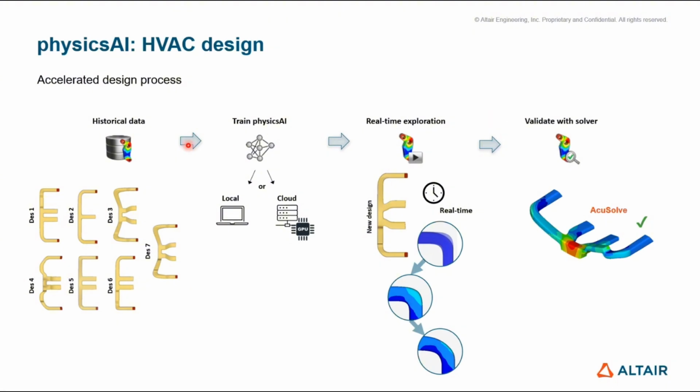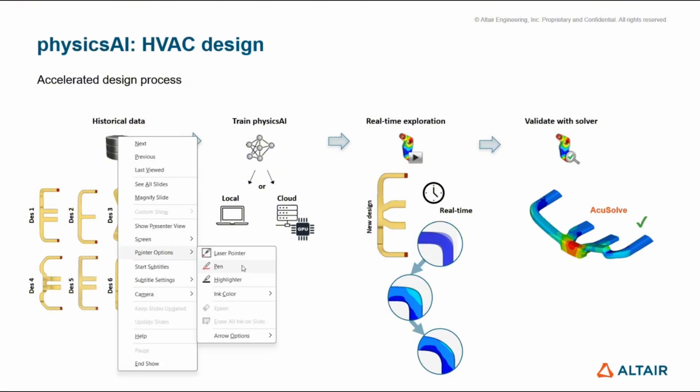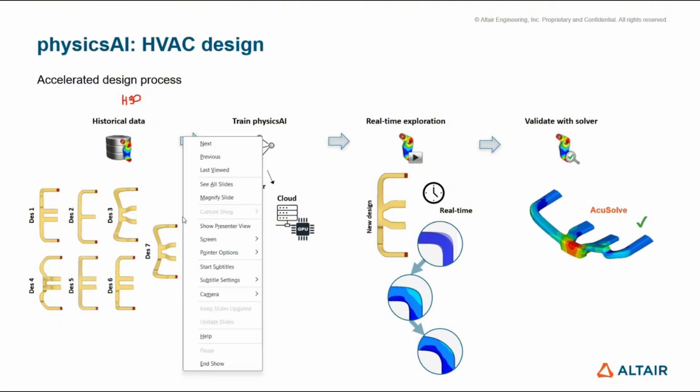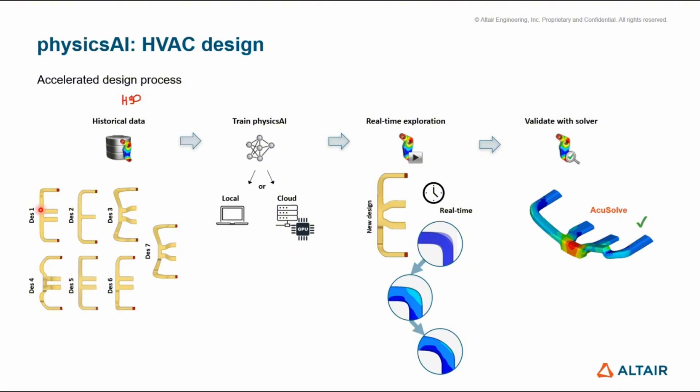So let's go on to the process of creating the physicsAI model first. You will use historical simulation data. So these are all H3D files, right? So we can already read H3D files here. If you have other simulation data, you need to convert it into H3D first, okay? Convert into H3D, and then it will be used as a data set. So you can see here, we have multiple designs. All these different designs here, they have an H3D file, okay?